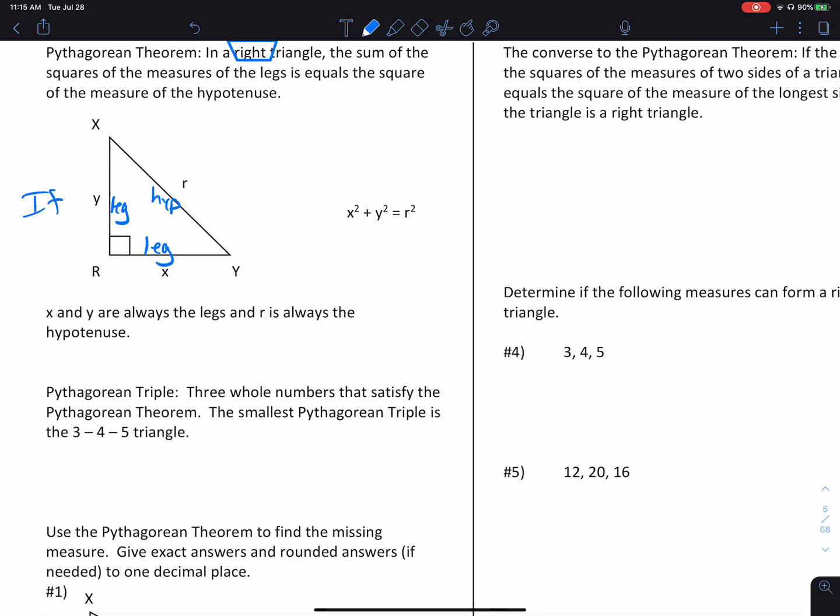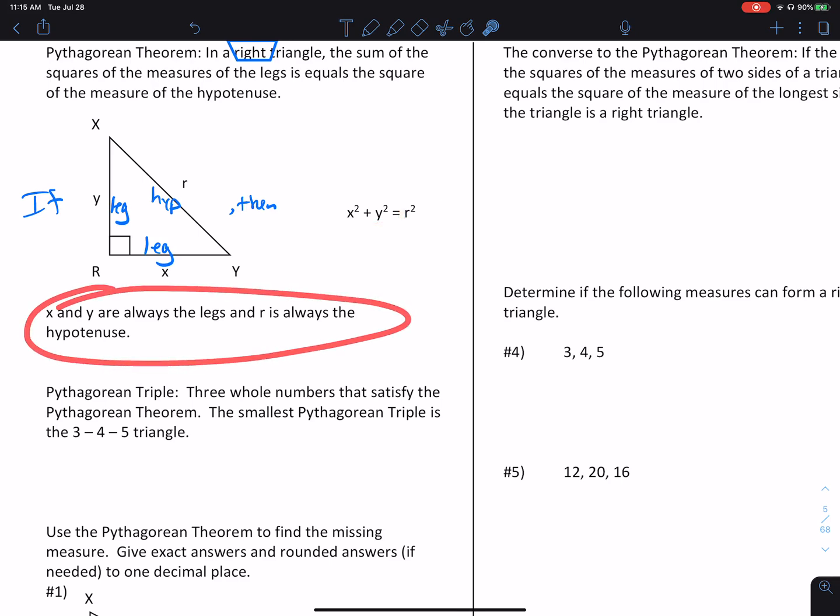If the situation ever arises in which you have a right triangle, then we know with 100% certainty that if you square a leg and add it to the square of another leg, that will equal the hypotenuse squared. Please note, x and y are always the legs, and r is the hypotenuse. I try to make y the vertical leg and x the horizontal leg, just like it would be in a coordinate plane.